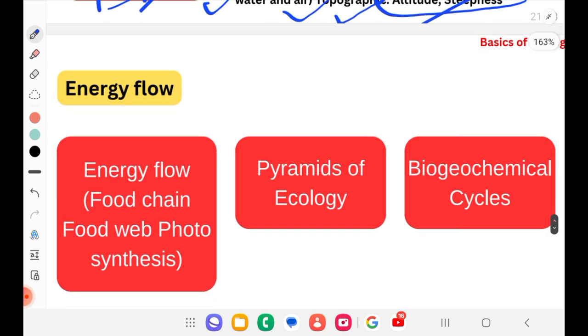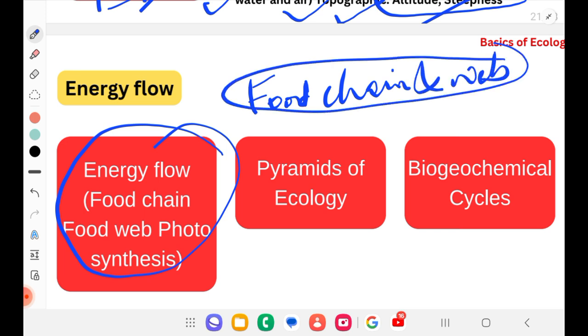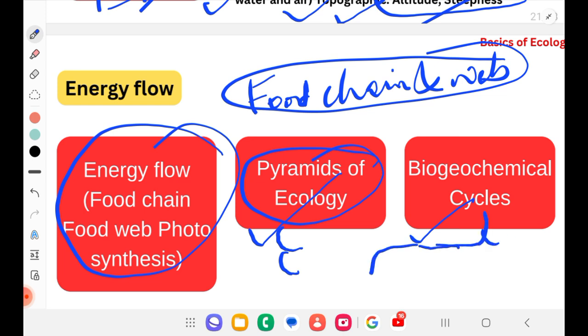So energy flow we study first on food chain and food web. What is food chain? Energy has to flow, so for that we should know what is food chain and what is food web. First thing. Then what is the pyramid of ecology? Then also we'll go with biogeochemical cycles. So pyramids of ecology we will see about number, energy, etc. And biogeochemical cycle we'll see both gaseous as well as sedimentary cycles.